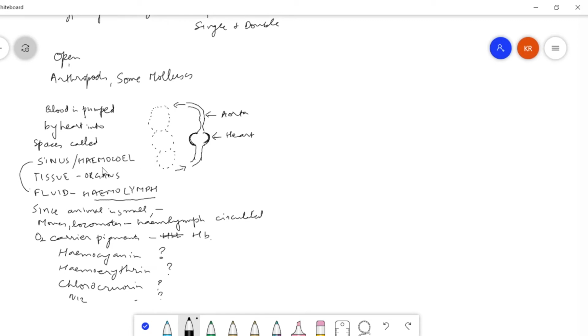What is hemocoel or sinus? It's a space, and in that space different tissues and organs are present. Now that space is filled with a fluid that we call hemolymph. You can also alternatively call it blood. Only thing is, it is not typically without any cells. Normally we would associate the term blood with cells. So there is no cell over here.